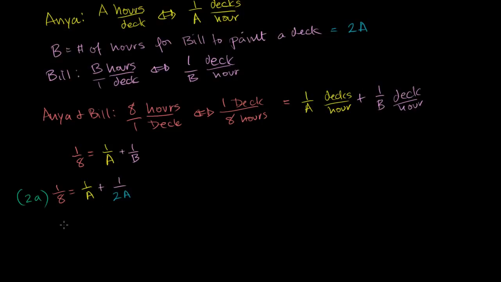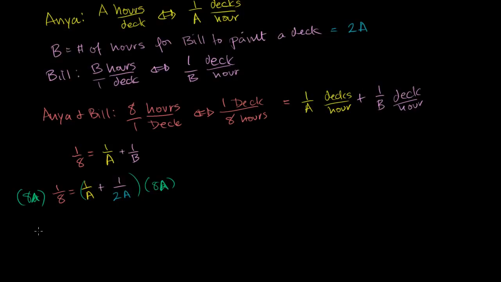Actually, let's multiply both sides by 8A, so we get rid of this 1/8 as well. Multiply the right-hand side by 8A as well. The left-hand side, 8A divided by 8, is just A. A is equal to 1 over A times 8A, which is just going to be 8, plus 1 over 2A times 8A. 8A divided by 2A is 4. Right? 8A over 2A is 4. And I made A lowercase, which I shouldn't have. These should all be capital A's.